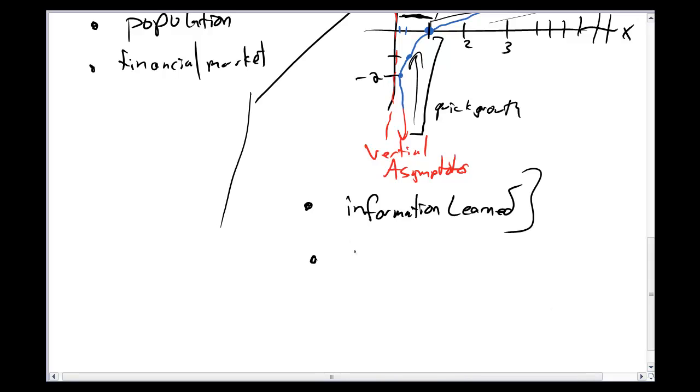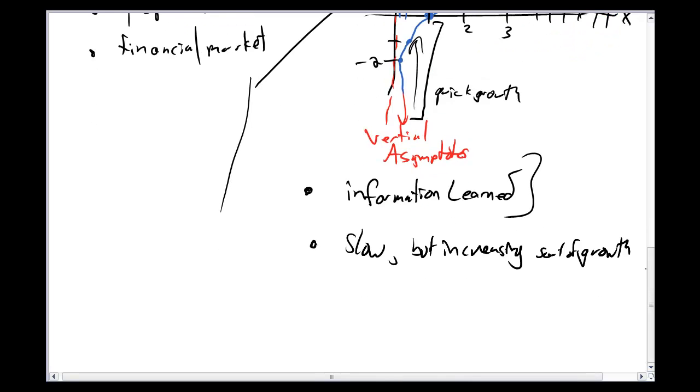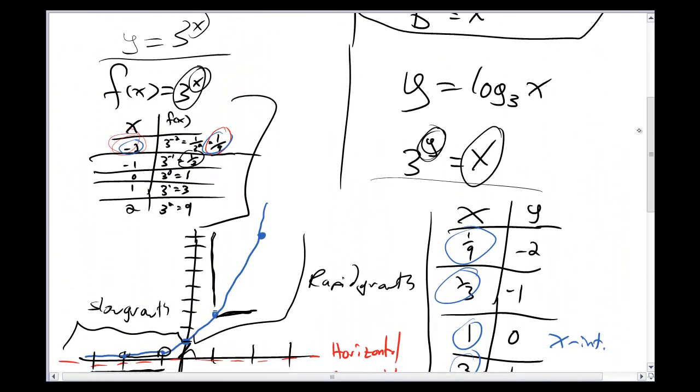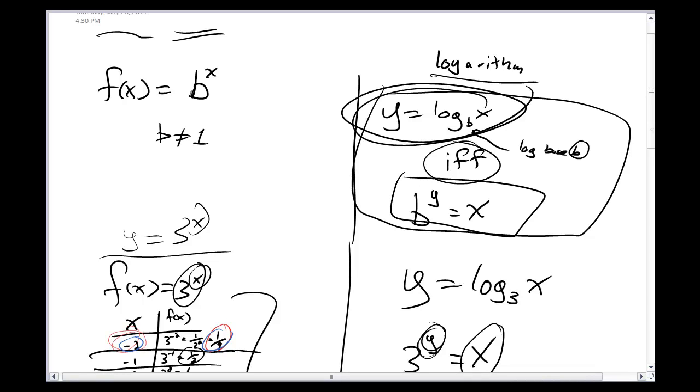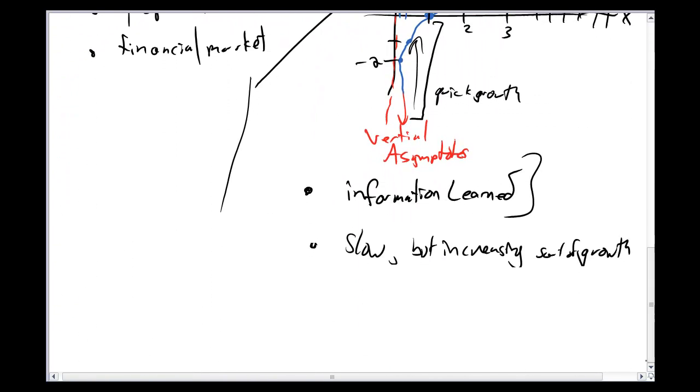Things that have a slow but increasing sort of growth, these things can be modeled. Information, I think, is probably a pretty good one for that sort of thing. So I've got exponential equations, and then since my understanding of logarithms is entirely based on this switched around version of exponents, I've got my ability to graph logarithmic equations.